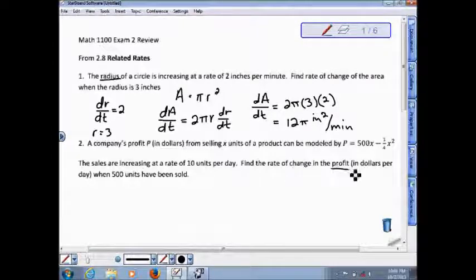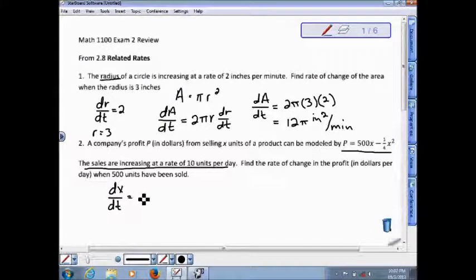Question 2, we need to find the rate of change in profit. So we've been given a profit function, but when we take the derivative with respect to time, in this case days, we're also going to have to know a value of dx/dt, the rate at which x is increasing. X is represented by selling x number of units. So here's the rate right here. The sales are increasing at a rate of 10 units per day. X represents the number of units they're selling, so the rate at which it's increasing is dx/dt. That's equal to 10.